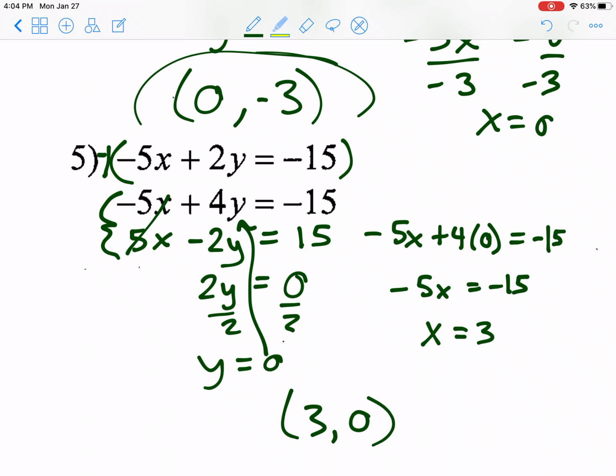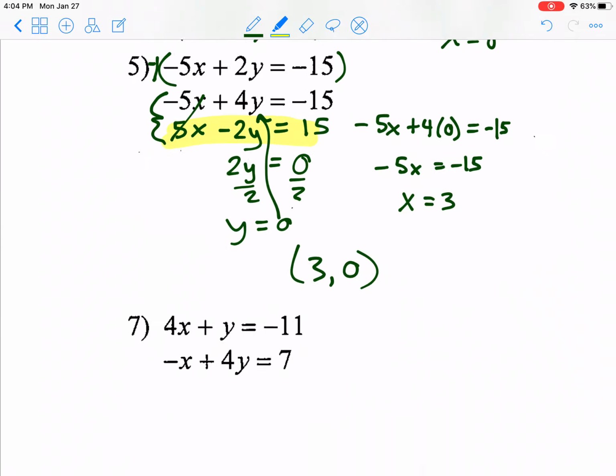We could have, incidentally, even plugged in y equals 0 to that equation and solved, and we would have gotten the same answer for x. So any of the equations that we create, you can use those to substitute back into and find out what we get. All right.